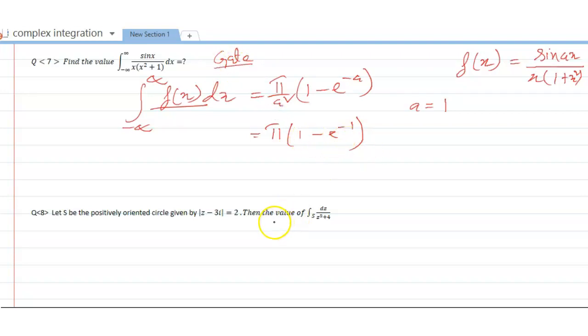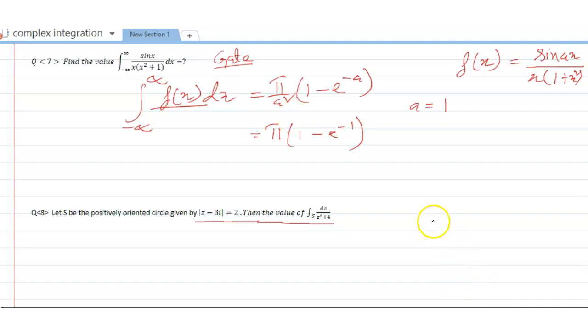This is a GATE problem, friends, so I need a shortcut process. Another problem is: let S be the positively oriented circle given by mod of z minus 3i equals 2. Find the value of the integral over S of dz divided by z square plus 4. So how can I find out this problem, friends? This is the last problem.